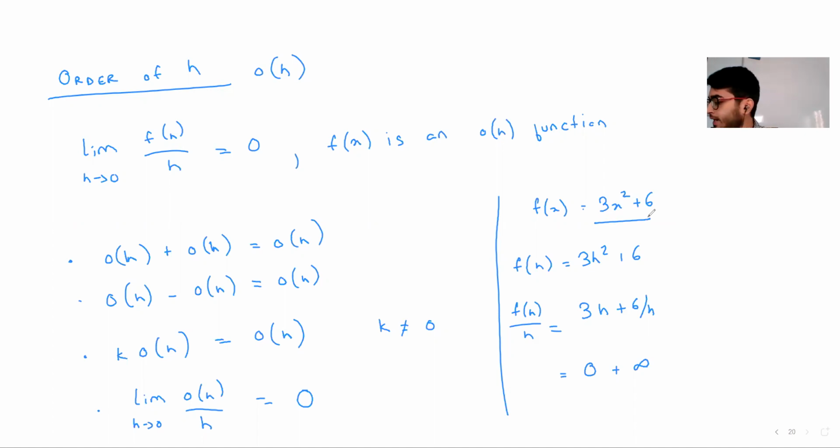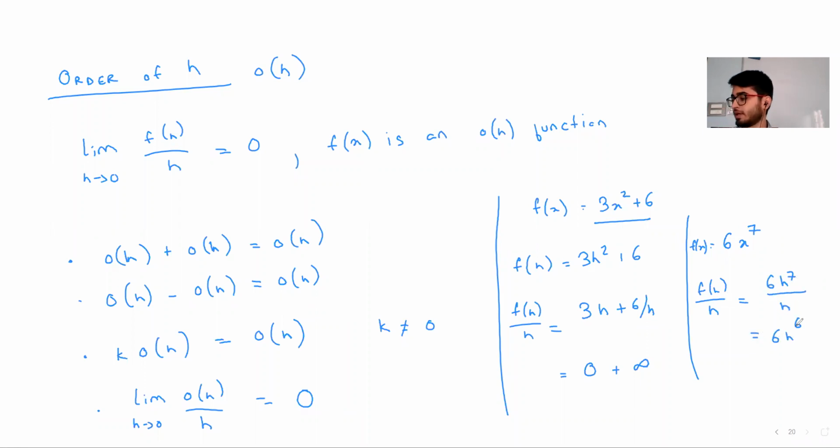But suppose I take this one now. If I take the function, let's say 6x to the power 7, this is my f(x). So now my f(h) by h will be nothing but 6h to the power 7 by h, which is nothing but 6h to the power 6. If I put limit h tending to 0, this will be nothing but 0. So therefore this function is an OH function.